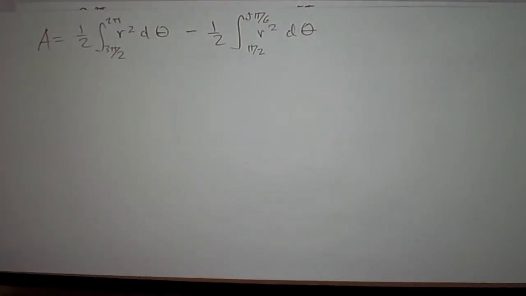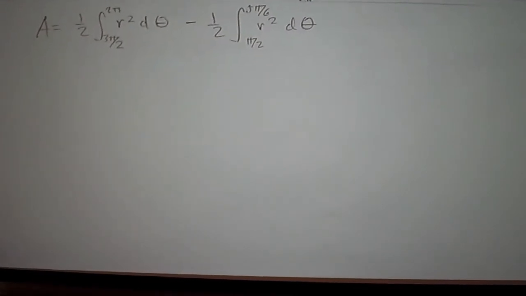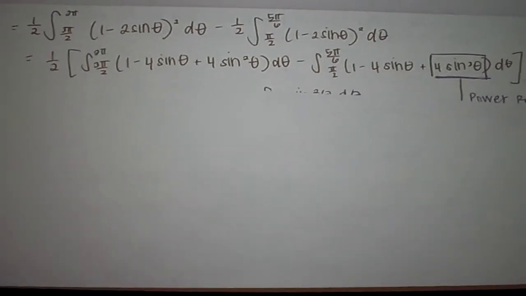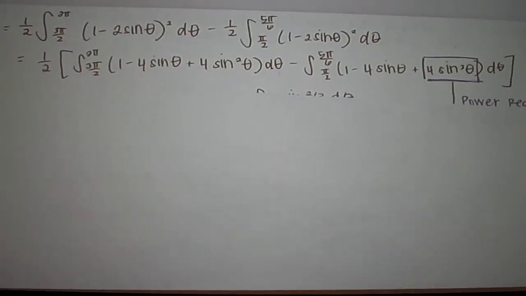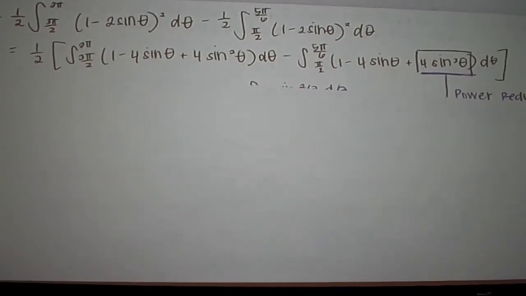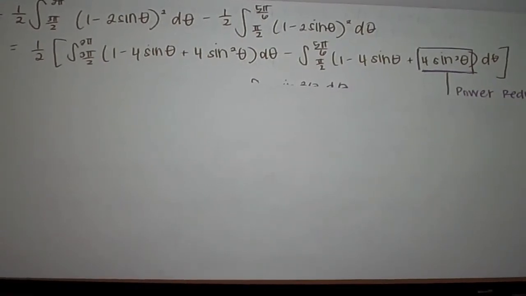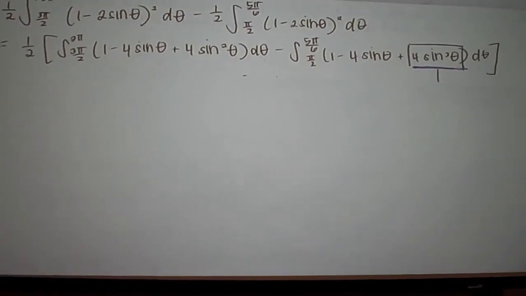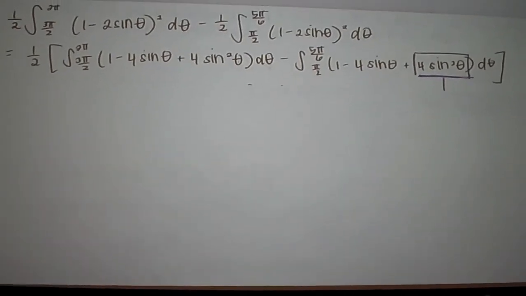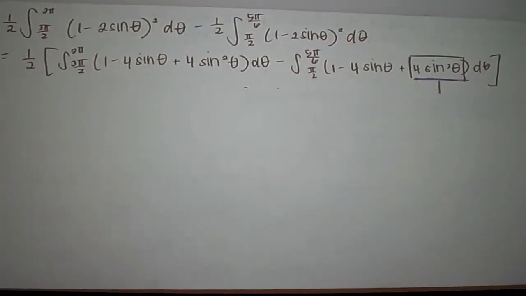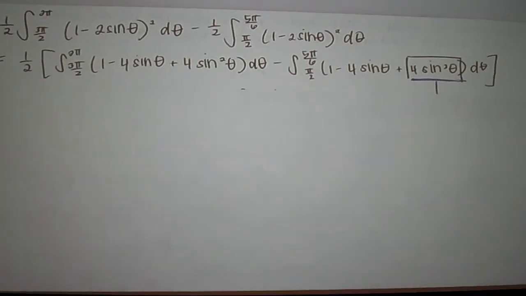Now for r, we can plug in the equation that was given to us earlier, which is 1 minus 2 sine theta. And we get 1/2 times the integral of 1 minus 2 sine theta squared between 3 pi over 2 to 2 pi minus 1/2 times the integral of 1 minus 2 sine theta squared between pi over 2 to 5 pi over 6. When we expand them, we're going to get 1 minus 4 sine theta plus 4 sine squared theta for each one, and they're going to be between the intervals we mentioned earlier.